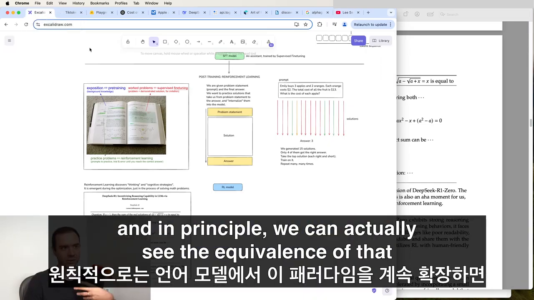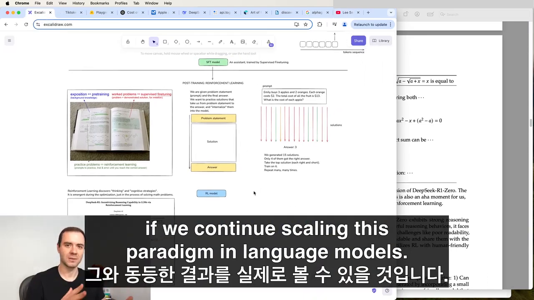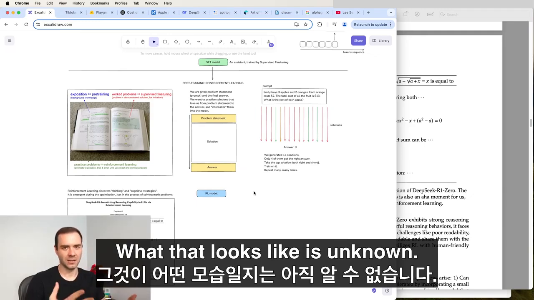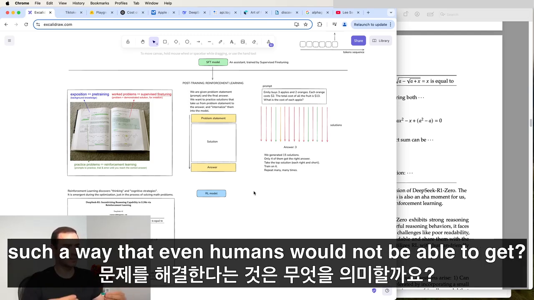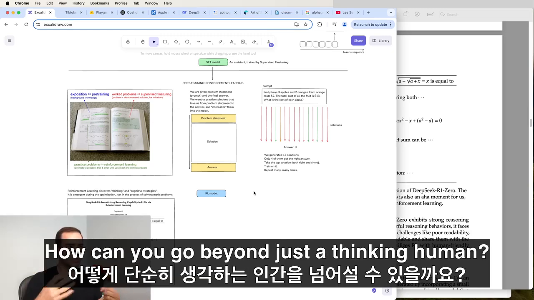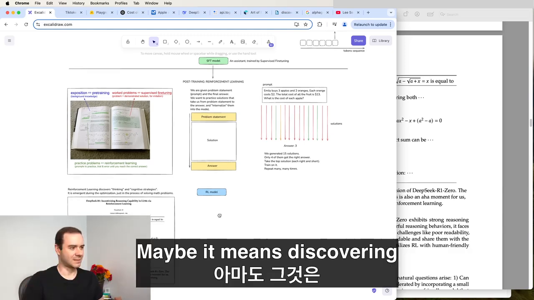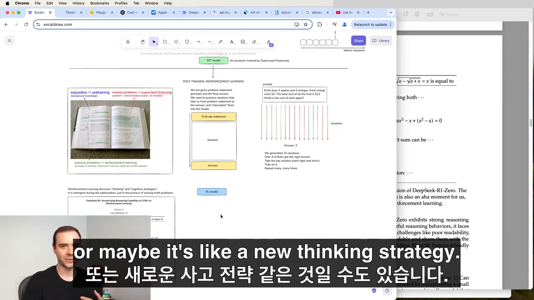And in principle, we can see the equivalent of that if we continue scaling this paradigm in language models. What that looks like is unknown. What does it mean to solve problems in such a way that even humans would not be able to get? How can you be better at reasoning or thinking than humans? How can you go beyond just a thinking human? Maybe it means discovering analogies that humans would not be able to create. Or maybe it's a new thinking strategy. It's hard to think through.